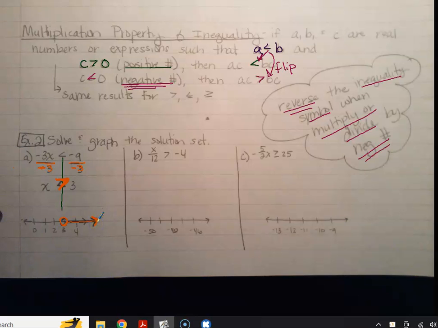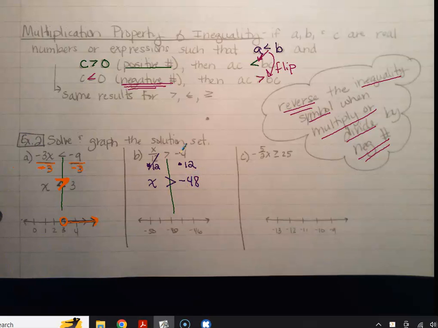All right, so let's look at B. Let me draw my line to separate my inequality. I have x over 12, which is division, x divided by 12. So I'm going to multiply by 12 on both sides. On the left, division and multiplication cancel, so I have x. I multiplied by a positive number, so I can just bring my symbol down. And over here, it's negative 4 times 12, so my answer is negative 48.